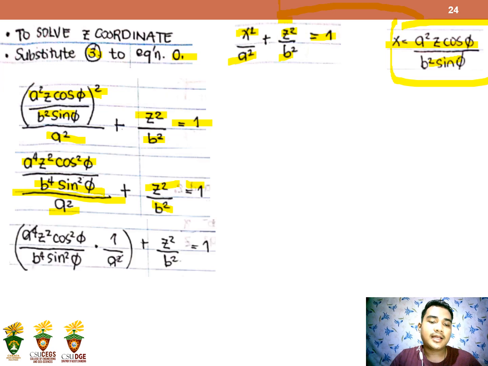Manipulating and simplifying this part, it becomes a raised to the power of 4 z squared cosine squared geodetic latitude all over b raised to the power of 4 sine squared geodetic latitude times 1 over a squared. Since a squared can cancel with a raised to the power of 4, it becomes just a squared. So a squared plus z squared over b squared is equal to 1.